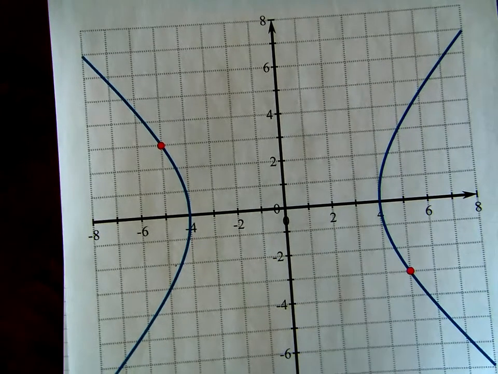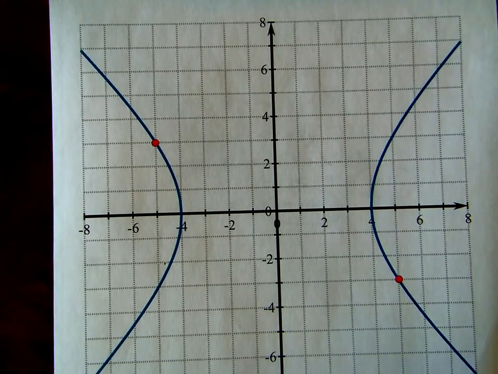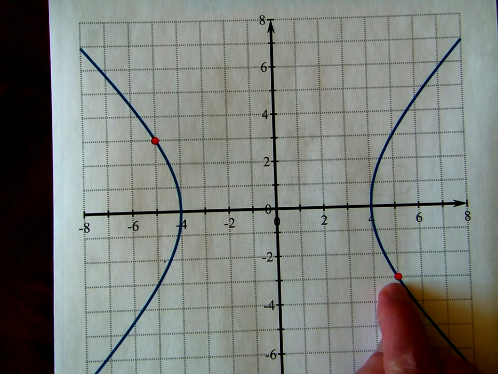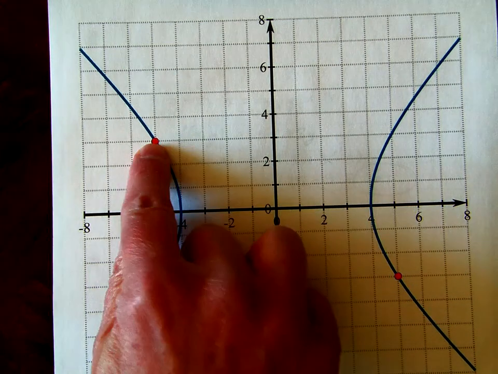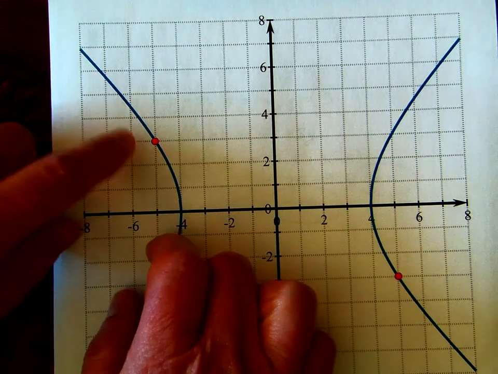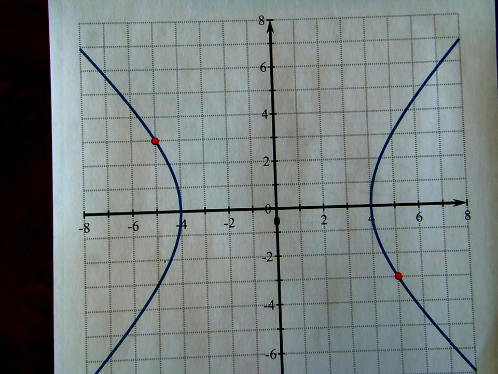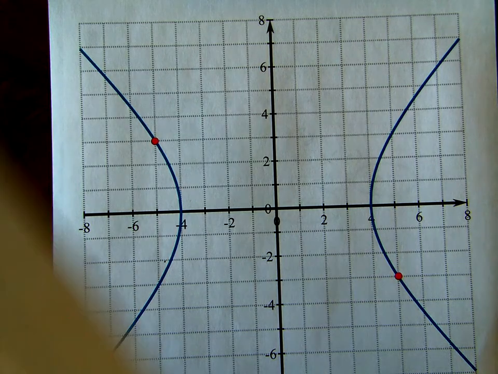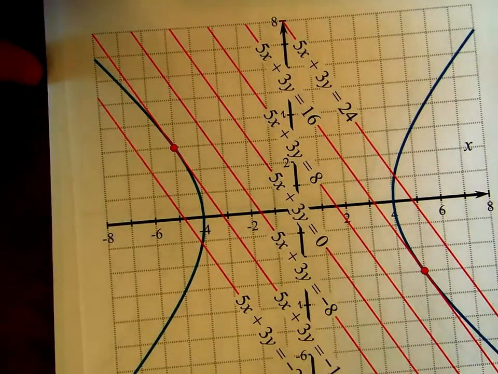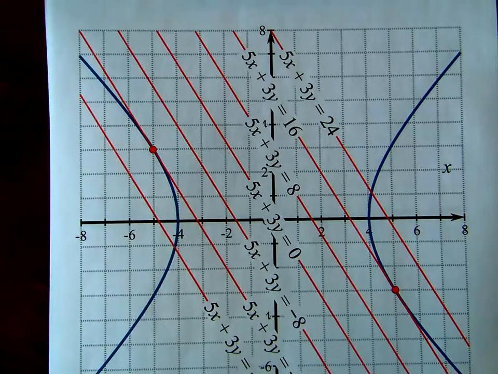If we looked at the hyperbola in question, here's 5, negative 3 and here's negative 5, positive 3. One of these is a max and one of them is a min. It turns out 16 is the minimum and negative 16 is the maximum. And I'll show it to you this way. There is no good second derivative test or discriminant test to straighten this out for us.